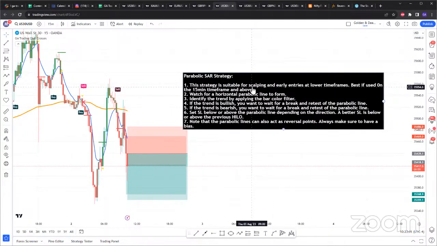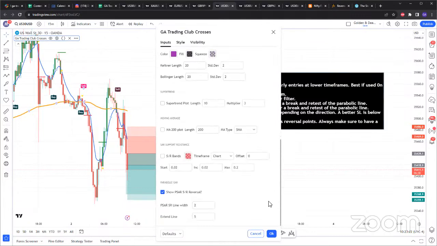So when you said that we were waiting for a confirmation on 15 minutes, what was the confirmation? Break and retest, right? So we are treating the parables ideally like support and resistance. So if I go in here, and again, I'm not doing that because I don't want my charts to be messy.